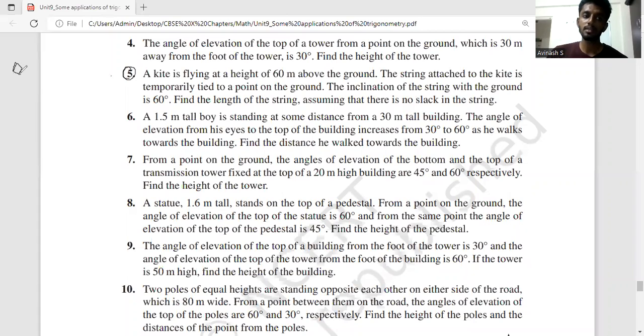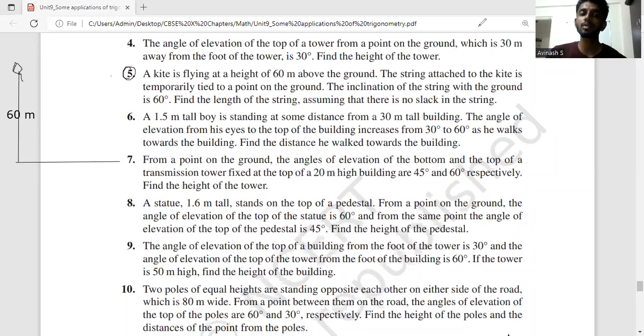Let me imagine this as the kite, and the kite is flying at a height of 60 meters from the ground. When they say 60 meters, they are talking about the straight vertical height. So this will be 60 meters, the height above the ground. I'm also trying to draw the ground, like this. The kite is flying from the ground at a straight vertical height of 60 meters.